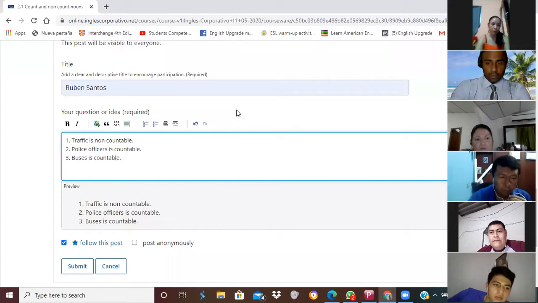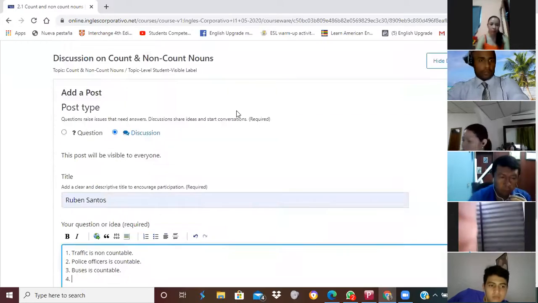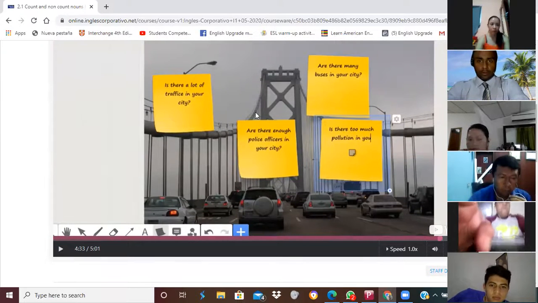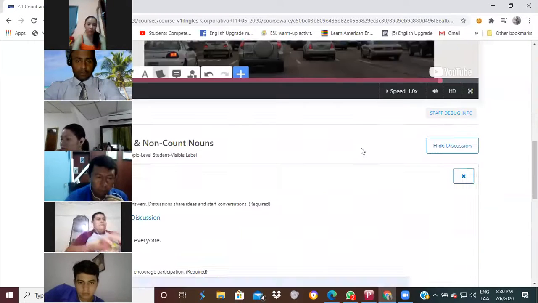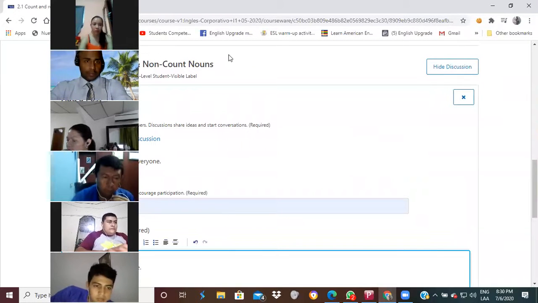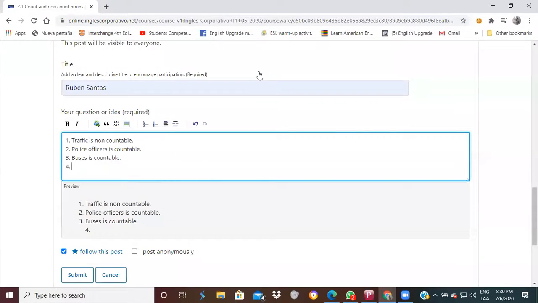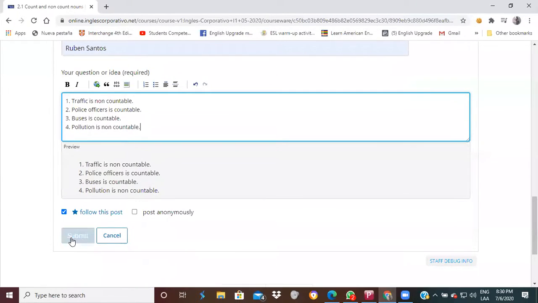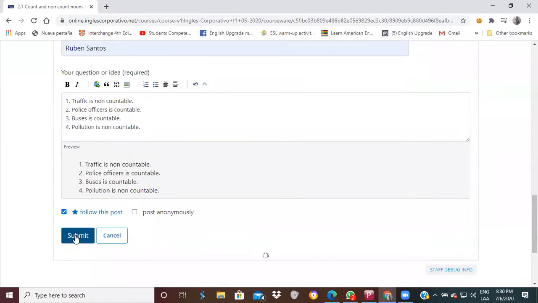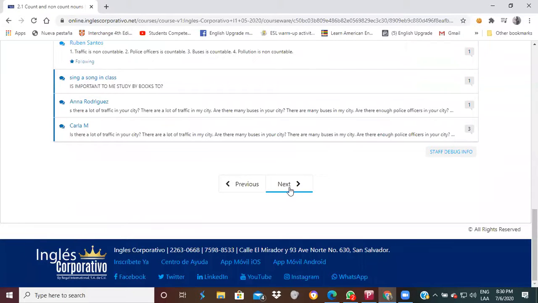And the last one. Lo que yo estoy haciendo, todos lo tienen que hacer en su plataforma, en su propia función. Porque si no, se les va a contar como que si no lo hizo. Pollution. Pollution is non-countable. So you're going to say pollution is non-countable. Si ya lo hizo, very good. Si no, esa es su tarea. Y aquí le va a poner submit. Así como lo he hecho yo, así lo van a hacer ustedes. Let's continue.